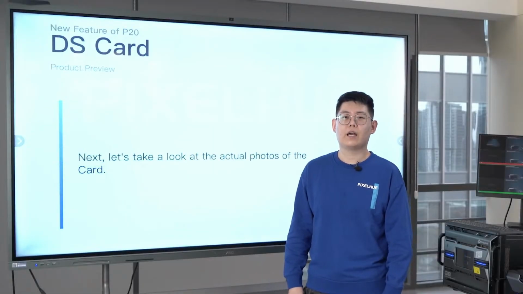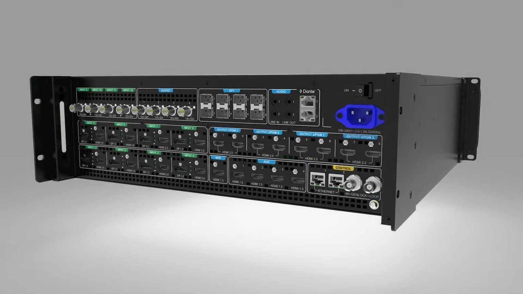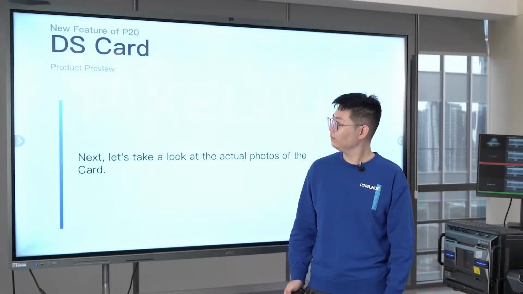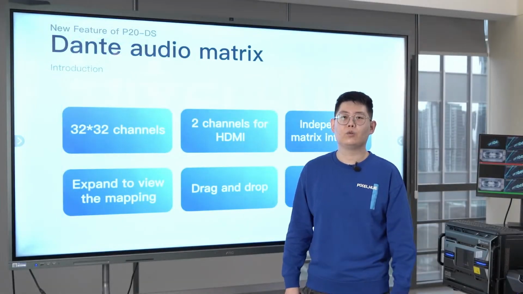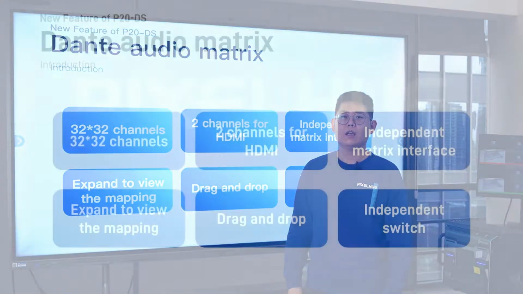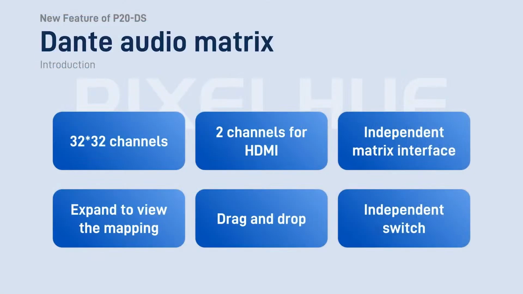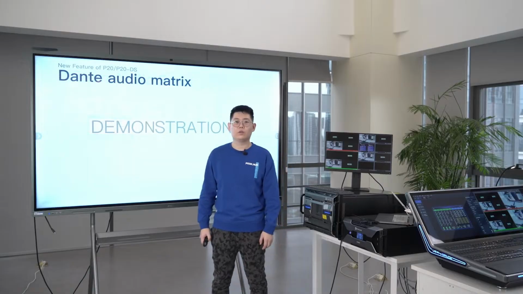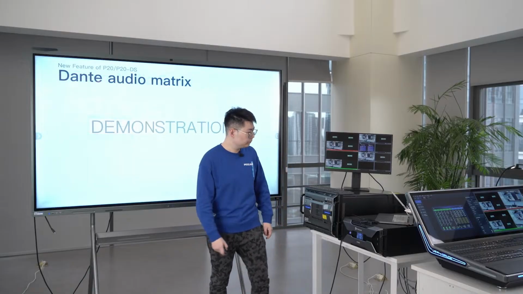Now let's take a look at the actual photos of this card. The Dante feature on the P20 is similar to the Q8, but supports 32RX and 32TX channels. It includes 2 groups of 3.5mm audio jacks, and they all become functional after this update. However, please note that all analog audio channels are limited to 2 channels. Let me give you a live demonstration of this feature.